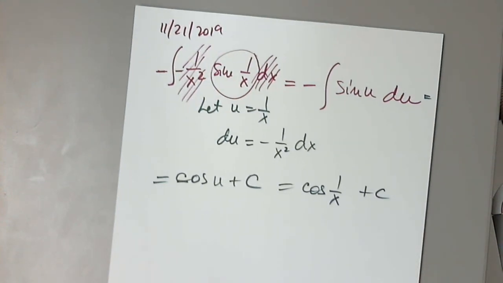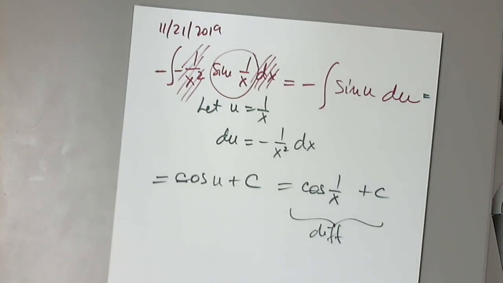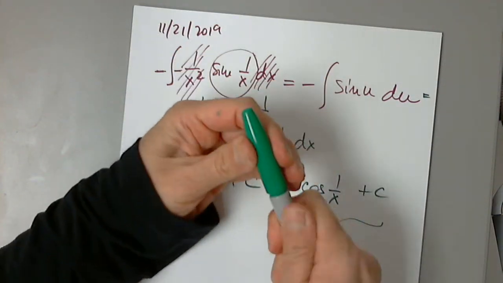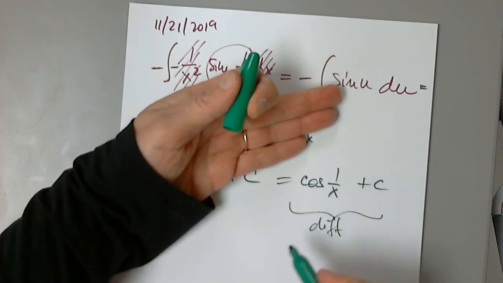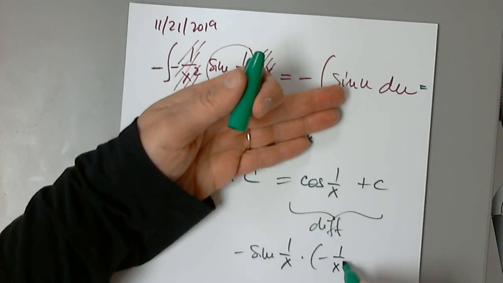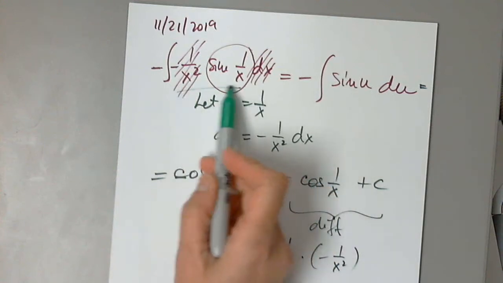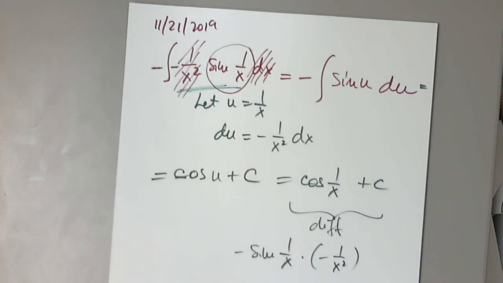In case you have doubts, all you have to do is differentiate this. Let's not look at anything and just differentiate this. When I differentiate cosine, I get negative sine 1 over x times the inner function prime, which is -1 over x squared. I differentiate c, I get 0. And when I multiply these two, I get the original function. So I know the answer is correct.